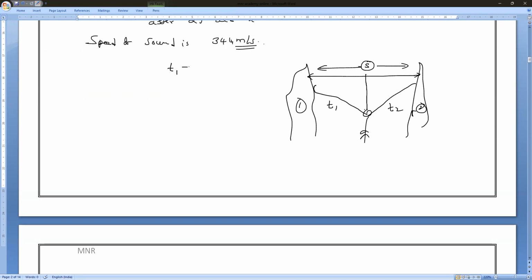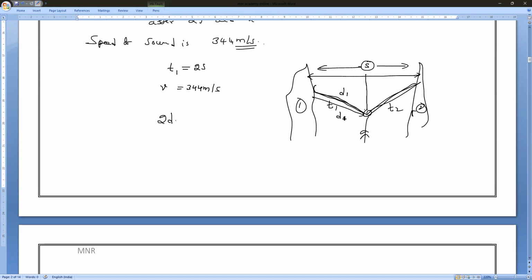So time T1 is equal to 2 seconds. Clear? And speed they have given. What is the speed of sound? 344 meters per second. So now distance means what? Echo time is going time and coming time. Again here also going time and coming time. So let me take this as D1, going and coming. Then how much is the total distance? D1 plus D1.